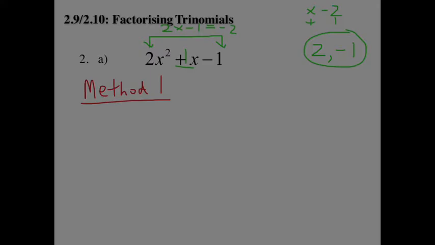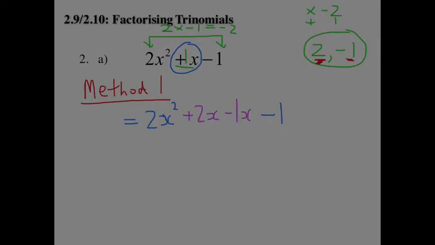So if I use method 1, I'm going to rewrite the question, but this middle term is written differently. Instead of writing +1x, I'm going to write +2x minus 1x. And where did I get those numbers from? From over here, the +2 and the -1.